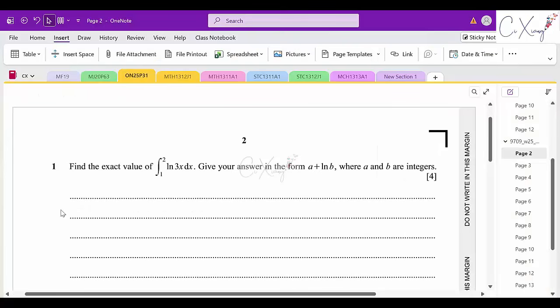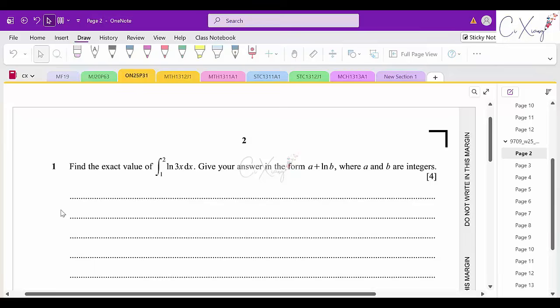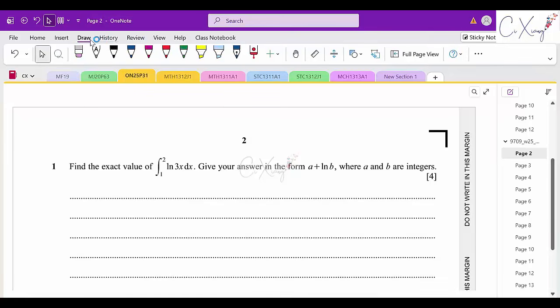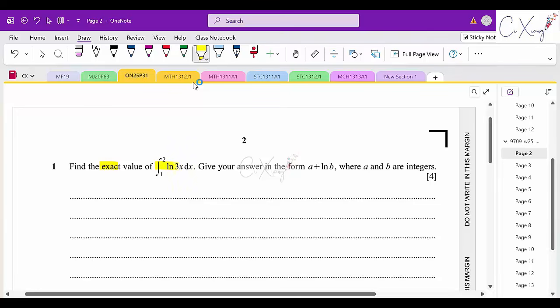Right, so let's have a look at the first question. We are looking for the exact value. Highlight the keyword "exact value" for the integration of this particular expression. Give your answer in this form, where a and b are integers. So your final answer should be in this particular pattern, and a and b should be integers.